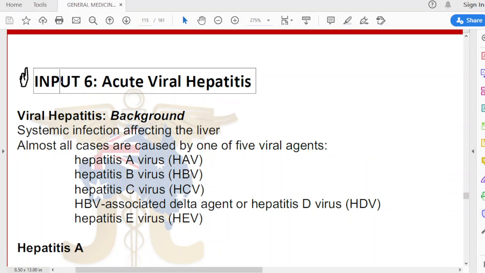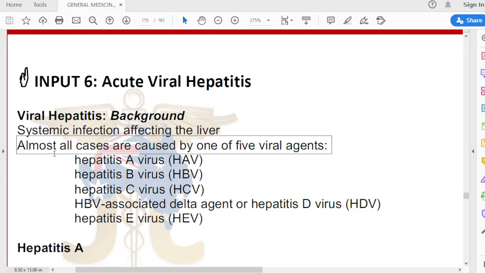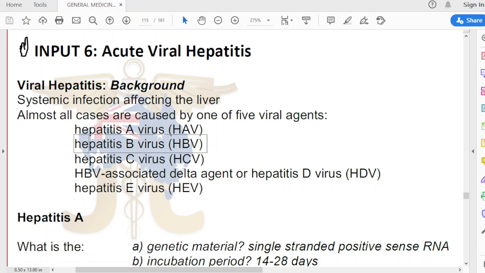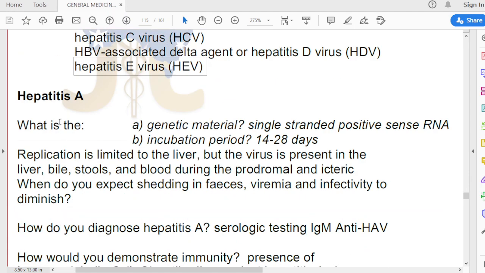Input 6, acute viral hepatitis. Viral hepatitis, background. Systemic infection affecting the liver. Almost all cases are caused by one of 5 viral agents: Hepatitis A virus, HAV; Hepatitis B virus, HBV; Hepatitis C virus, HCV; HBV-associated delta agent or hepatitis D virus; and hepatitis E virus, HEV.